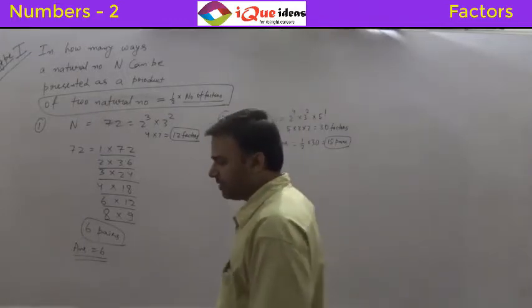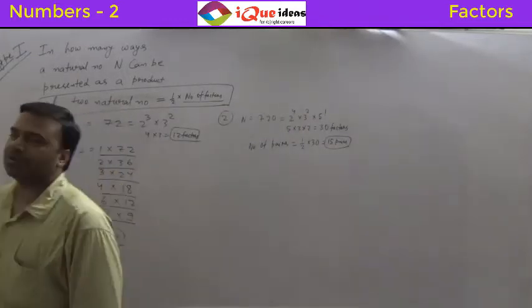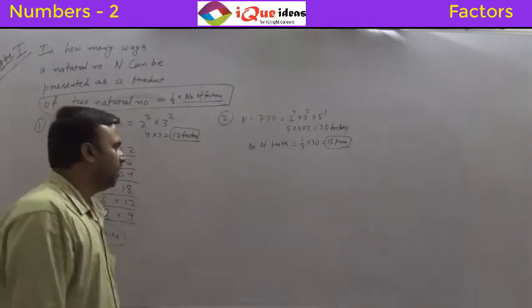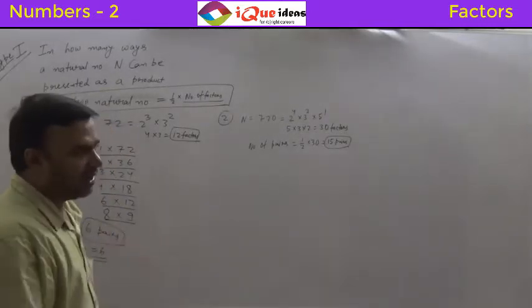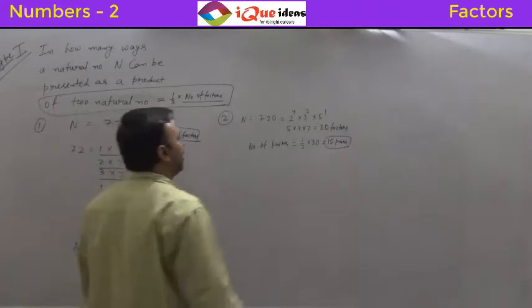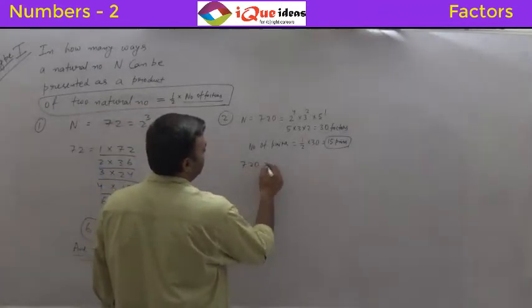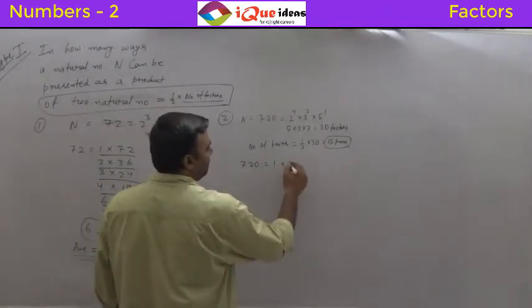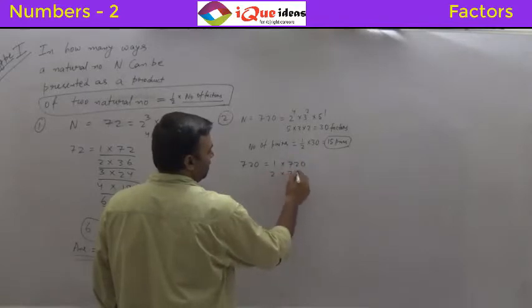Now, for this particular situation, I will write all possibilities. That is not required, but just for better understanding, I write all possibilities. So 720 is equal to what? 1 into 720, 2 into 360.